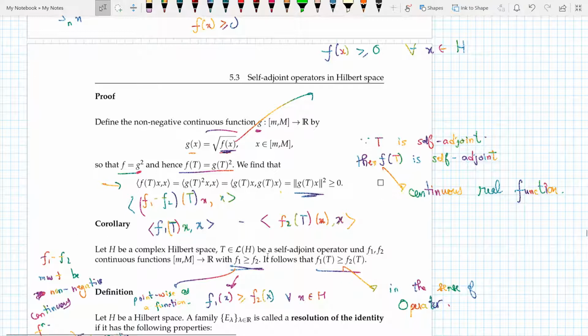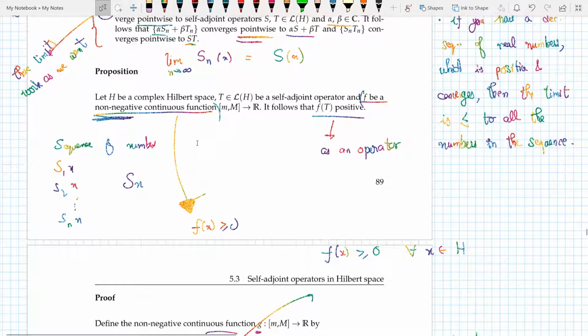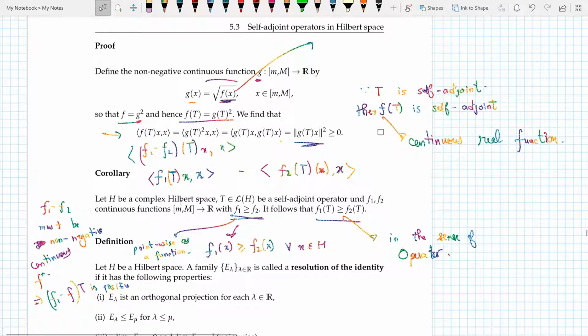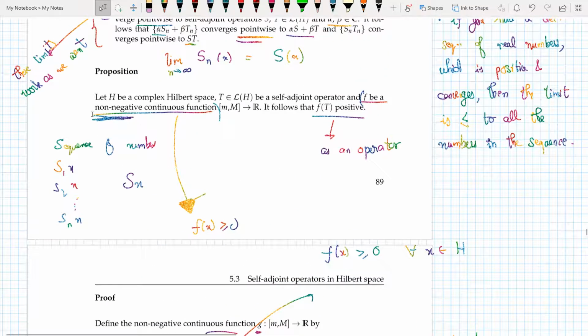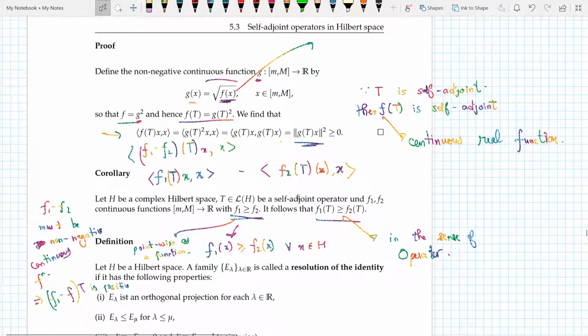Now this statement that f1 is greater than or equal to f2 just means that f1(x) is greater than or equal to f2(x) for every value of x belonging to H. And we make use of this proposition. If f1 is always greater than or equal to f2, then f1 minus f2 is a non-negative continuous function. Now we can say that (f1 minus f2)(T) is positive, and then by the definition of positivity, I can definitely say that f1(T) is greater than or equal to f2(T).